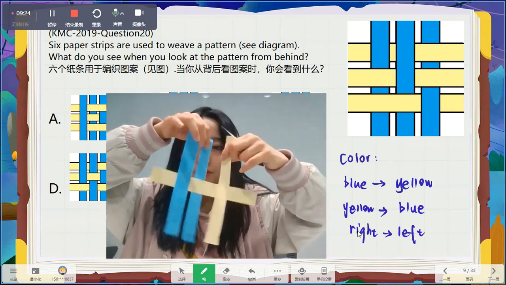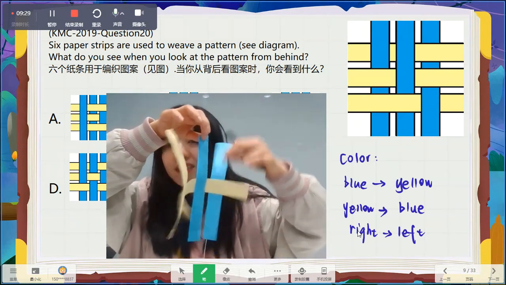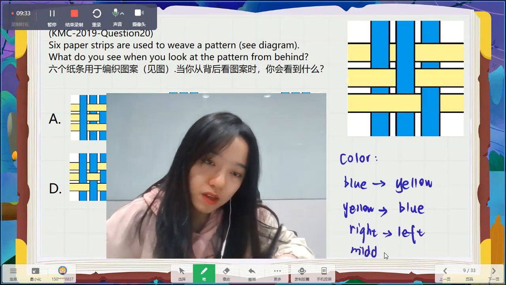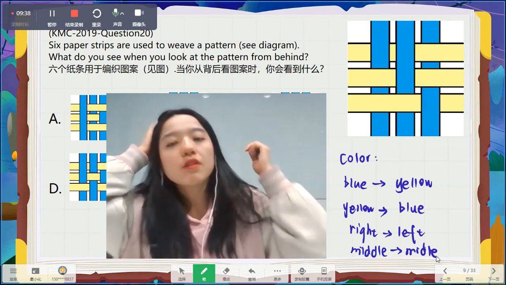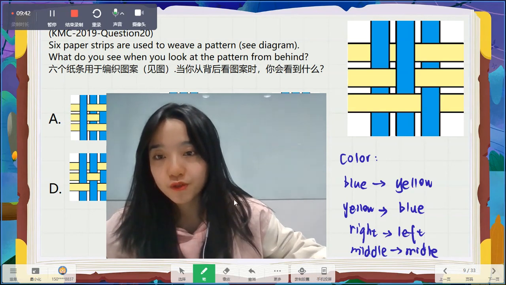Now this one is in the middle. After I flip it over, it's still in the middle, right? So the middle stays the same. The middle one is still the middle one. But right will turn into left and the left will turn into right. Okay, now we finished finding the pattern.